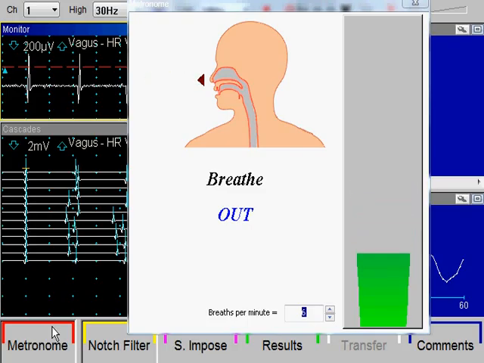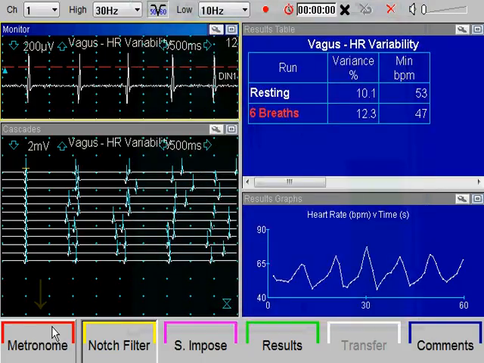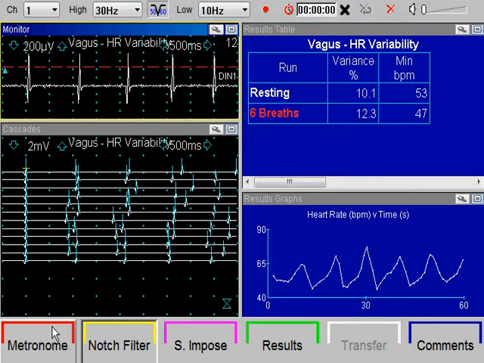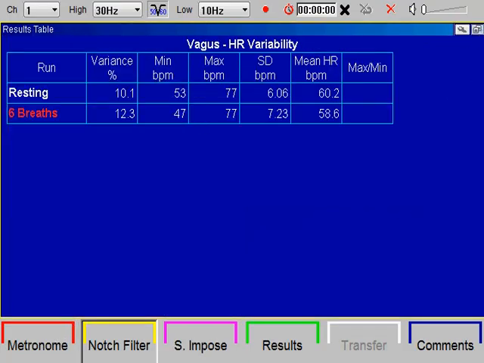We have now collected 1 minute of data. We will turn off the metronome. The result graph shows very nice variation in heart rate with breathing. Let's look at the result table. I'm going to maximize it by clicking on this icon.